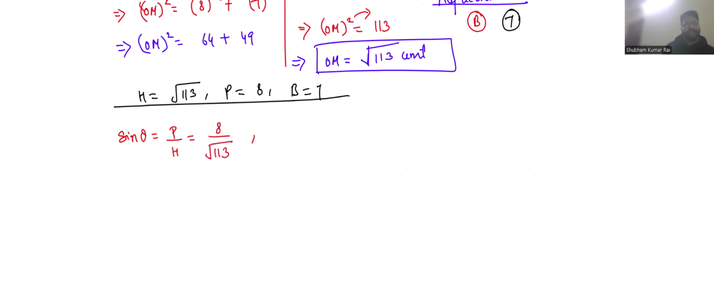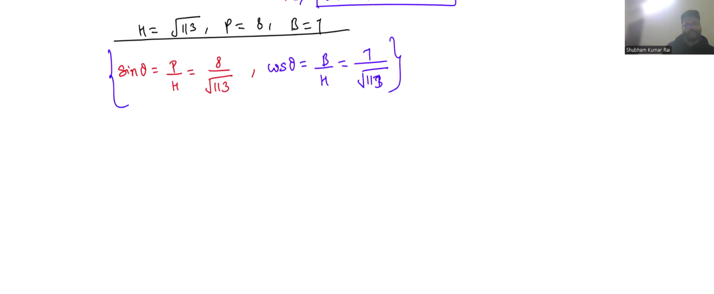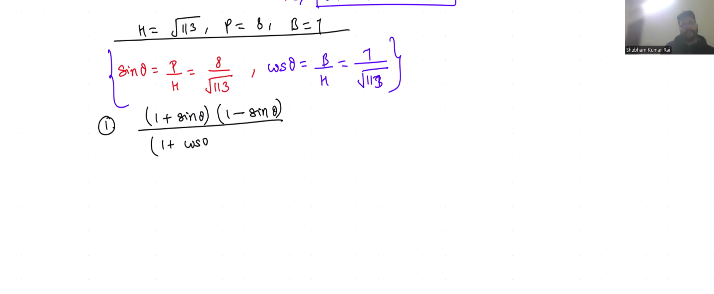And if we move further, we need to calculate the cos theta as well. So cos theta is what? Base upon hypotenuse. What is base? That is 7. And what is hypotenuse? That is 113, we have got, right? Now, we will substitute the values of all these trigonometric ratios in the given question. The question was (1 plus sine theta)(1 minus sine theta) upon (1 plus cos theta)(1 minus cos theta), right?